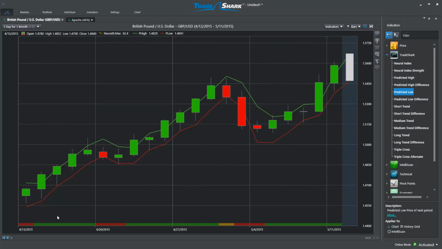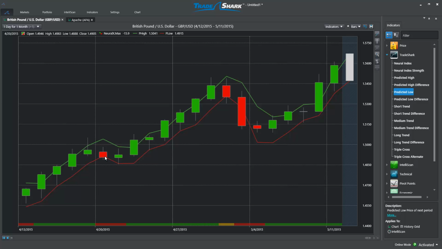With that said, notice at the beginning of the chart how the Neural Index moves from red to green, signaling that traders should now look to get long the market. A trader using TradeShark would look to buy near the next day's predicted low values and target the predicted highs over the next 48-hour period, resulting in a 150 to 300 pip profit over those 2 trading days.